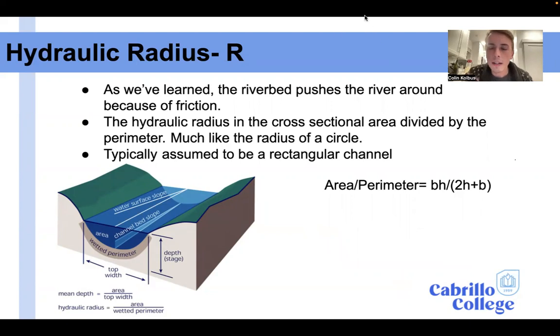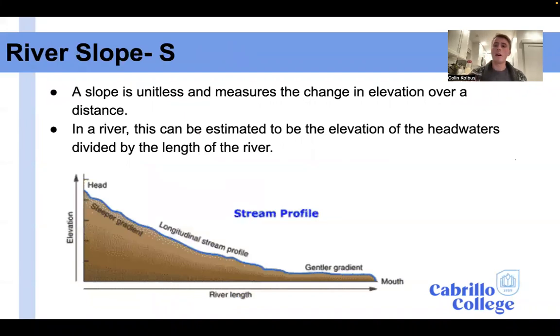Okay. Our next variable is river slope. Slope is a unitless measurement. You may have seen this if you're driving in the mountains. They might tell you the slope or the grade of the road you're driving down, and that's typically represented as a percent, which is unitless. A 4% grade is a 0.04 slope. It is a unitless value.